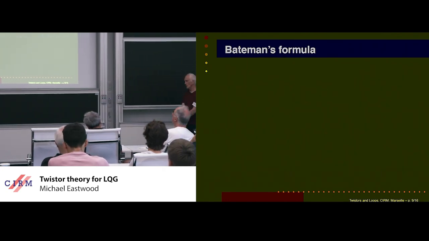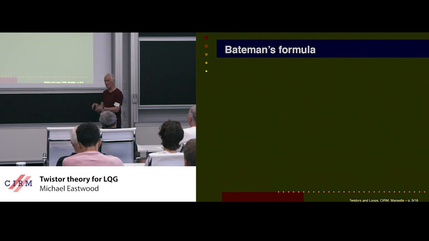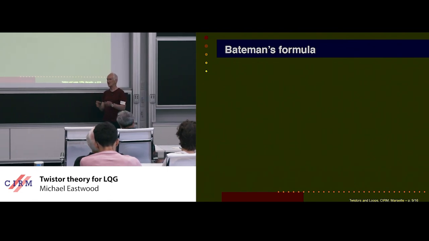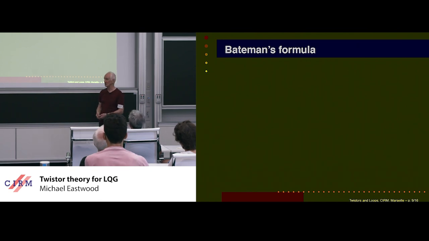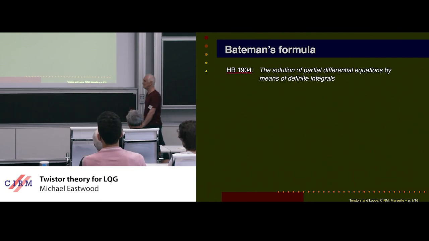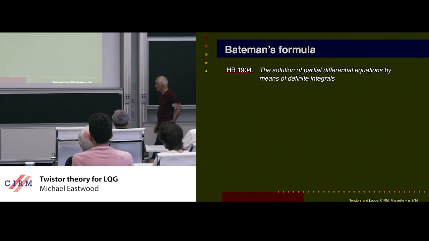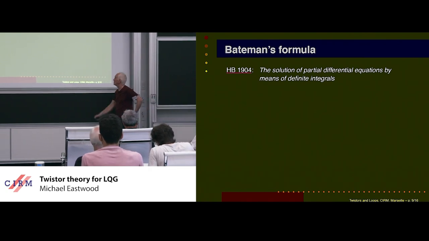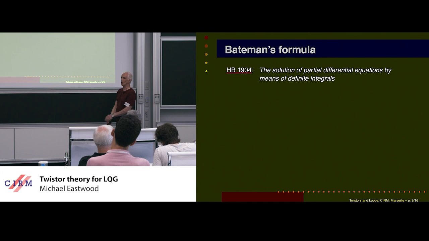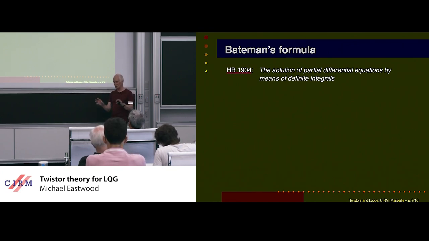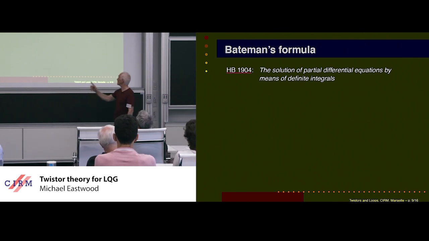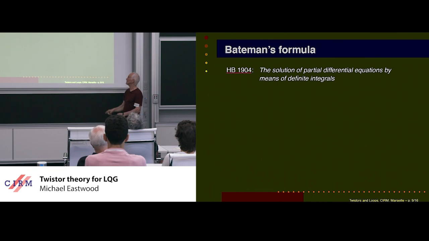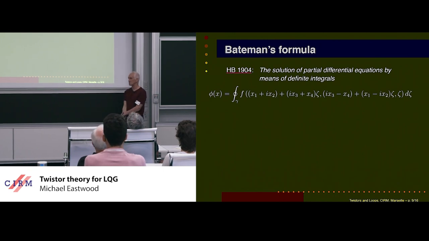Now, let's come right back to Earth and look at something from prehistory, 1904. This is quite amazing. In 1904, Harry Bateman wrote down an amazing formula. Back in 1904, papers were nice and short and so on. He basically writes down this formula and then walks away. But this is the formula, and it's a really mysterious formula.